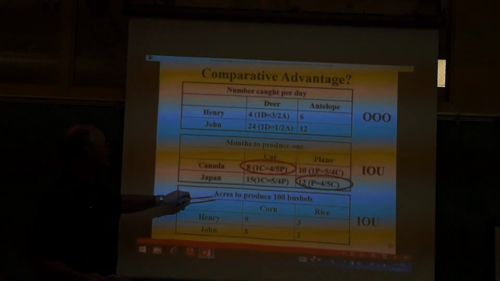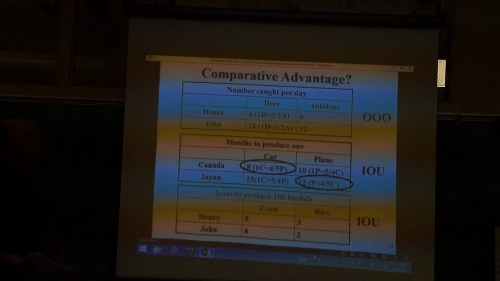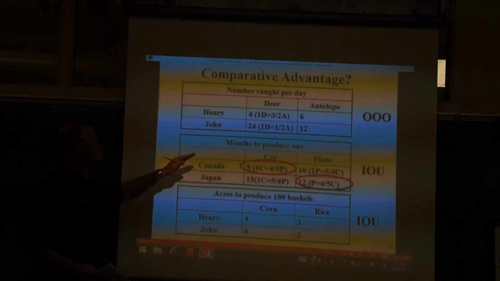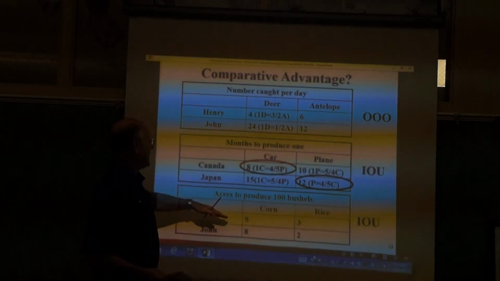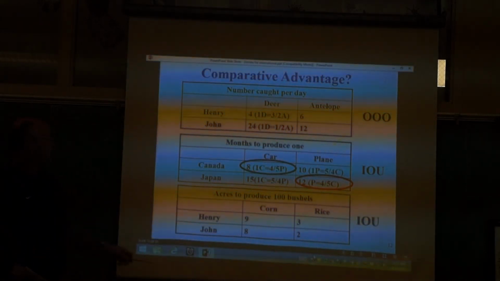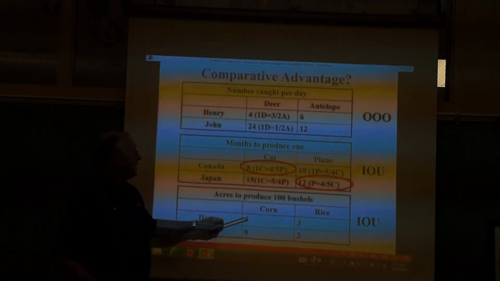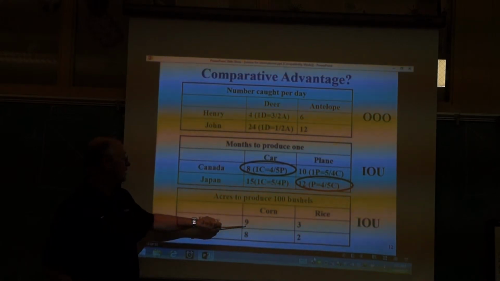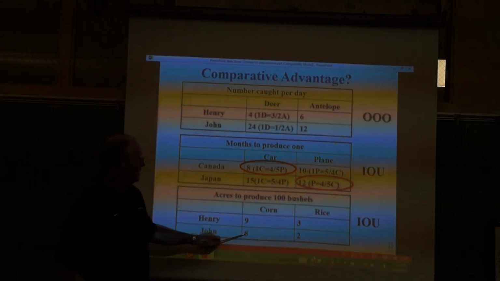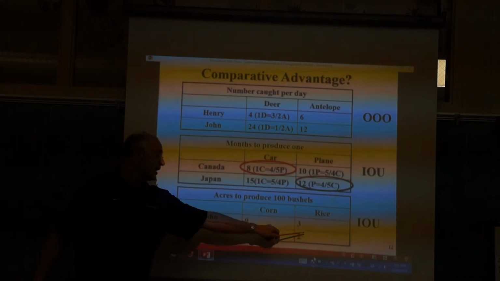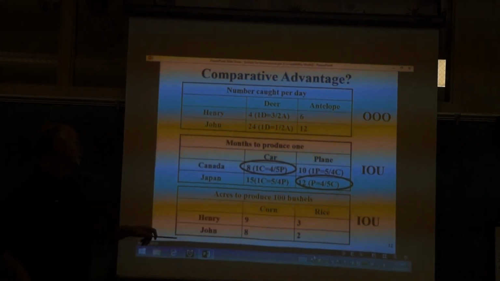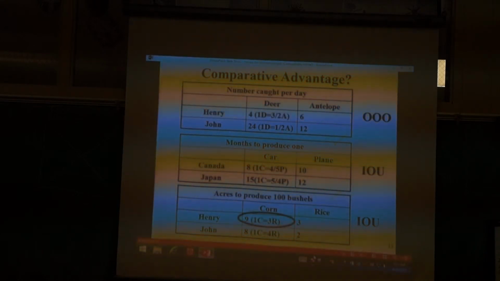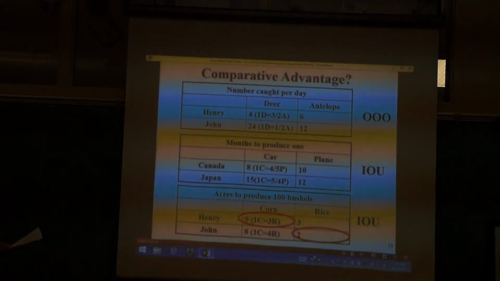Alright, and then the third is acres to produce 100 bushels. Anytime the output is solid, like 100 bushels, or to produce 1 car, again, it's an input. So for Henry, I'm looking at corn. Input is other under. I take the other, which is rice, 9 over 3. Here is John, the corn. I take the other, 8 over 2. Henry has the lower opportunity cost, so therefore Henry has a comparative advantage there.